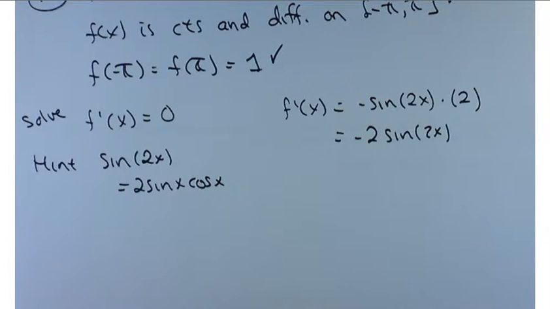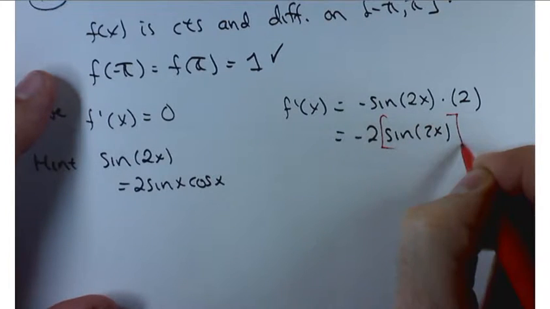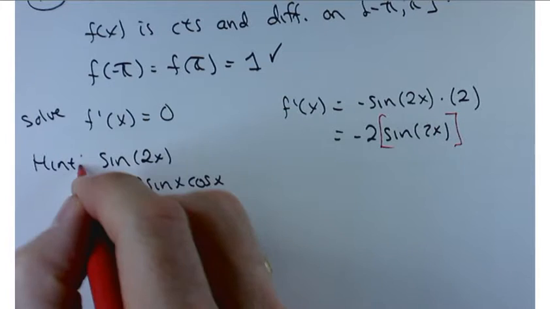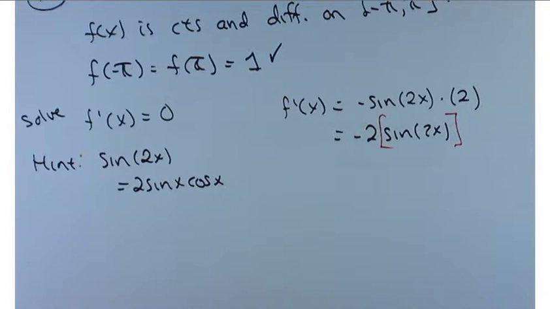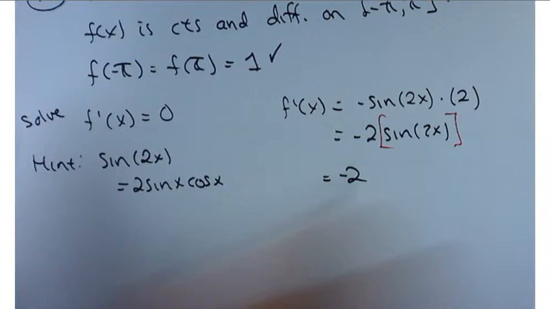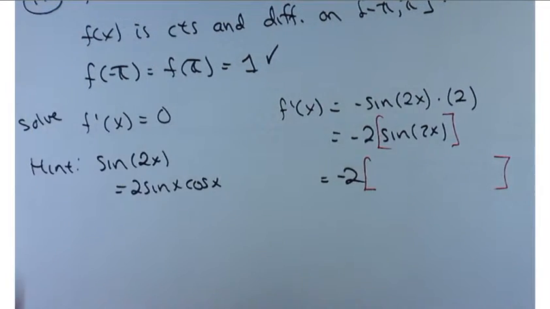Well, before we do that, I'm going to use this trig identity over here, that sine of 2x is 2 sine of x cosine of x. So minus 2 times 2 sine of x cosine of x.